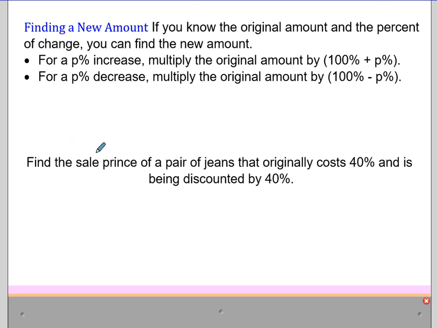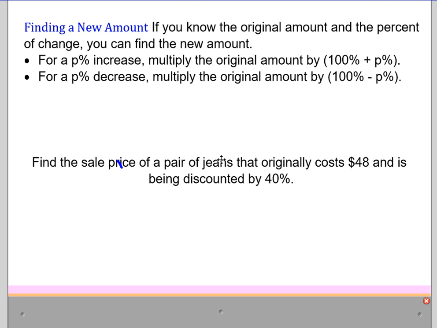So it says find the sale, that's supposed to say price, of a pair of jeans that originally cost, I'm sorry, hold on. That makes more sense. That originally cost $48 and is being discounted by 40%. So I'm going to plug that information into this. It's being discounted. So I know immediately that it's a decrease.